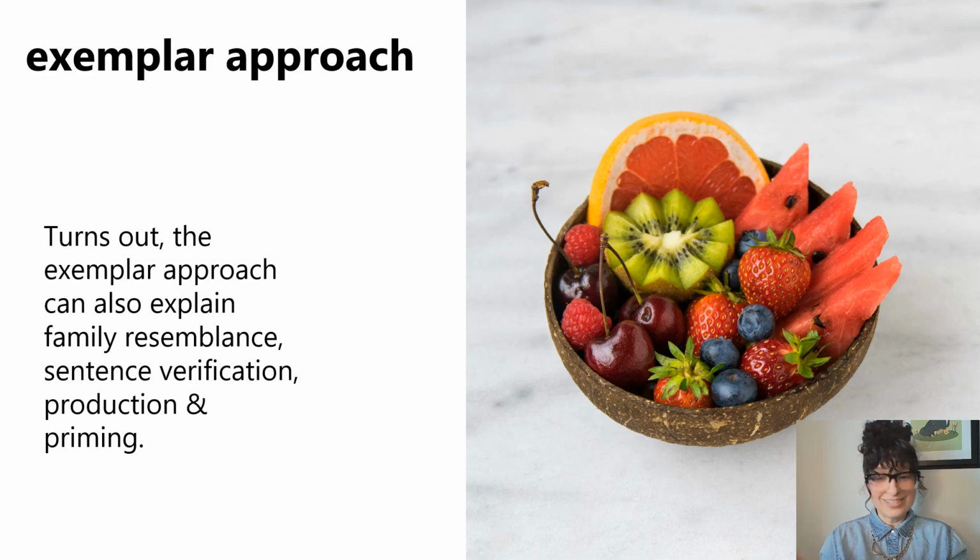Interestingly, it turns out that the exemplar approach can also explain family resemblance, the sentence verification task, the production task, and results from priming. So in a production task, if you name some fruits, you're going to name fruits that you tend to be most familiar with. You're not going to name these fruits because they all resemble some prototypical average. And similarly with the sentence verification task, these are all highly familiar exemplars. They're not high in their prototypicality.